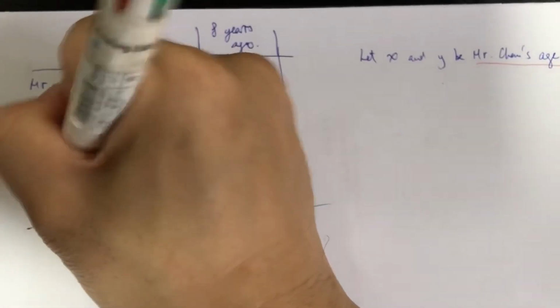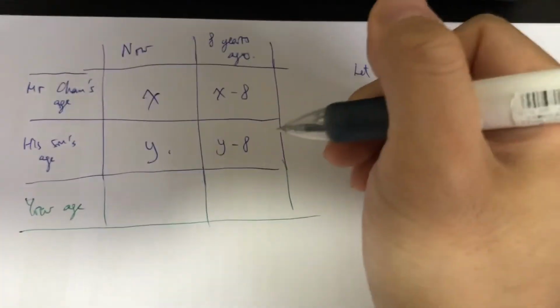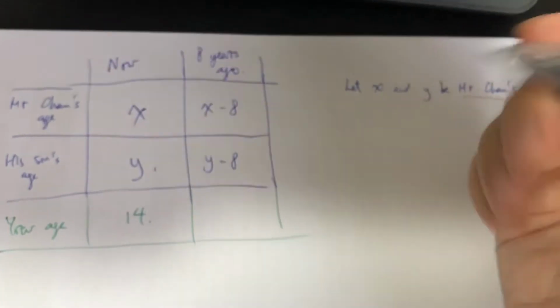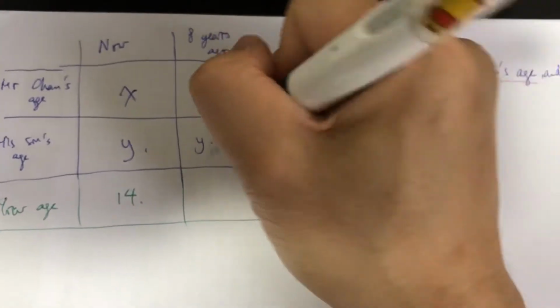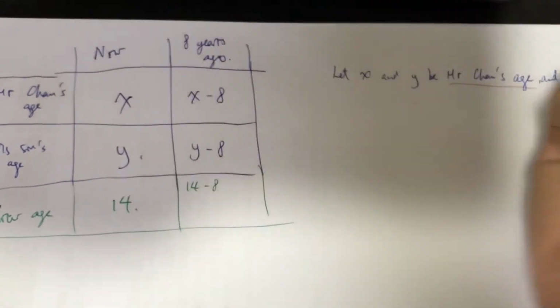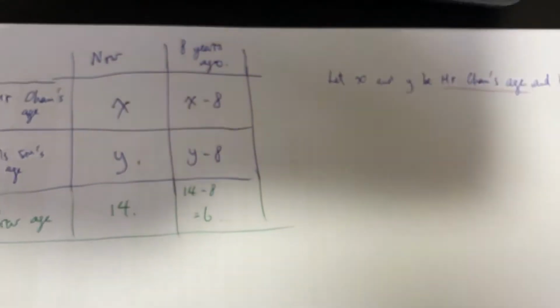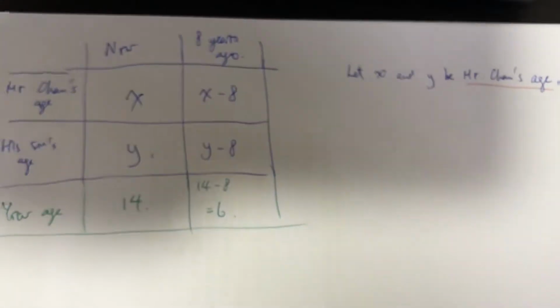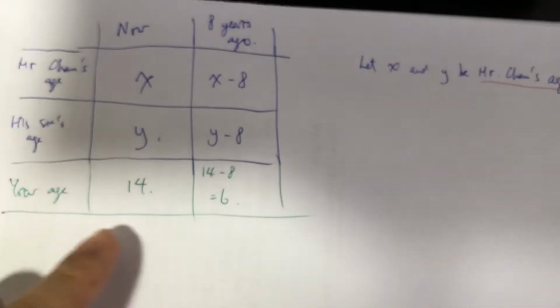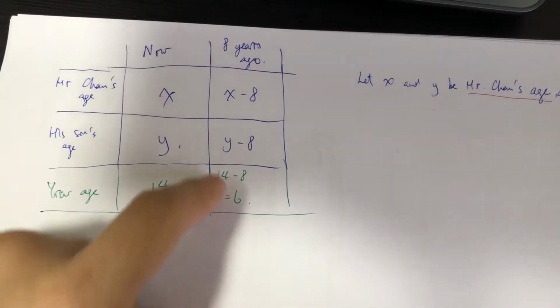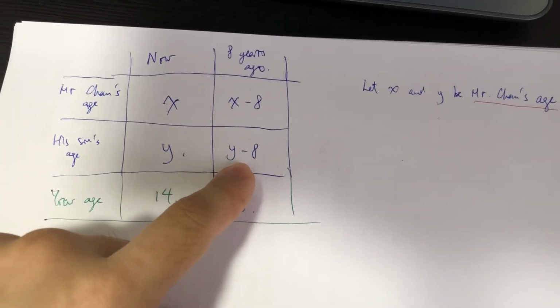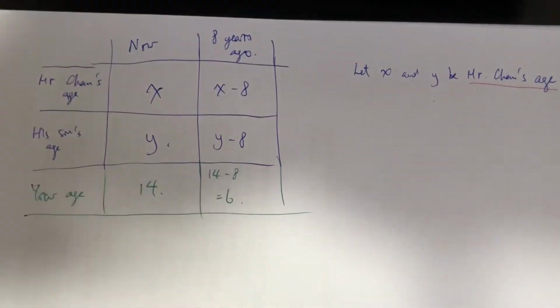Maybe we can think of it by your own age. Let's say you are 14 years old now. Then 8 years ago, your age should be 14 minus 8, that should be 6. So you now know that the age now and 8 years ago have a relation, which is to subtract the age by 8.